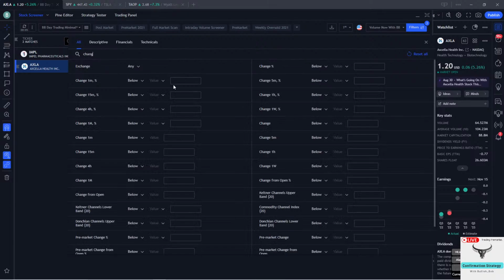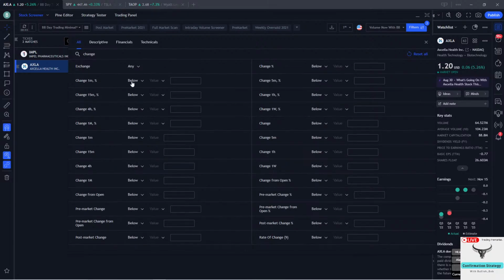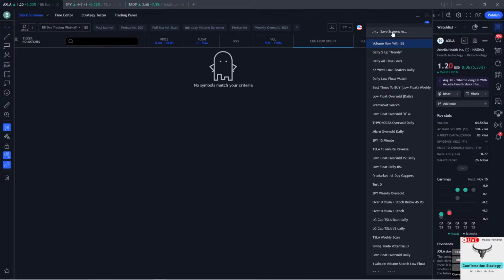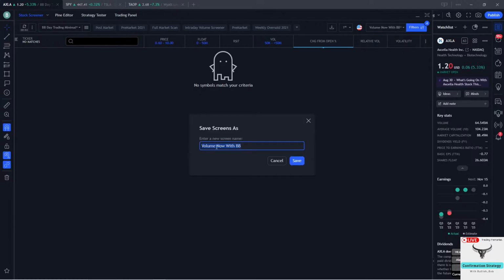So we want to see only stocks that have that volume, but it's also up in the last minute by, say, 0.25 at least, right? So we'll do it like that. We'll hit the X, and now we want to save this again. So go in here and save the screen, and we'll save it as volume now with BB. So just save it. So now this is basically looking for any stock that's from 60 cents to $10, with a float of 50 million shares or less.